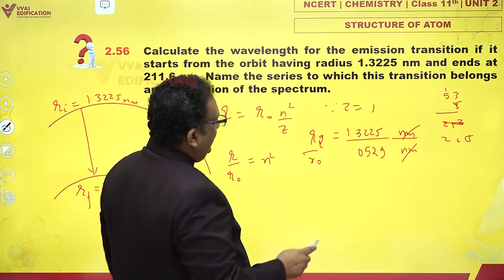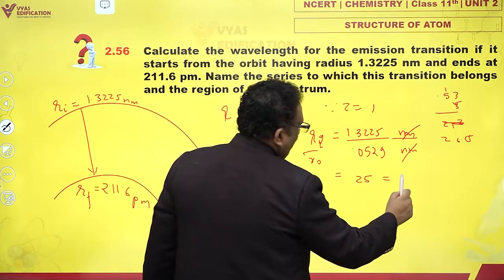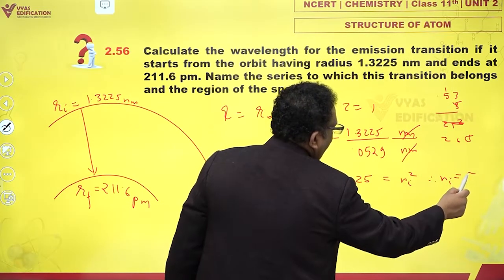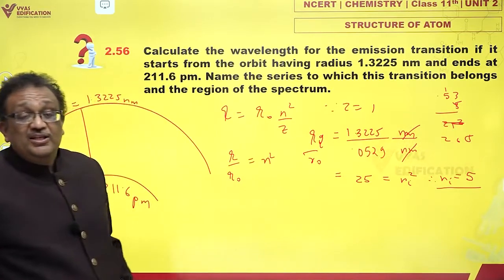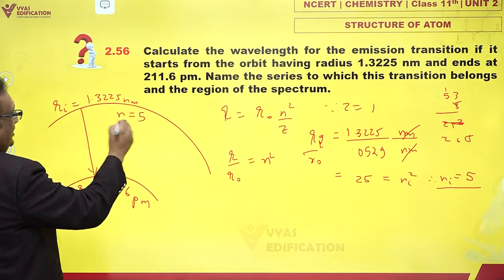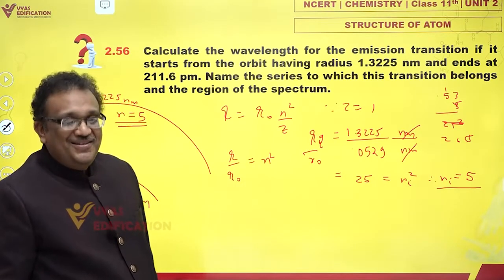So this looks like 25, which is also equal to n square. And n initial is root 25, which is 5. This gives me that the electron was initially present in n equal to 5. Wow, that's convenient. That's cool actually.